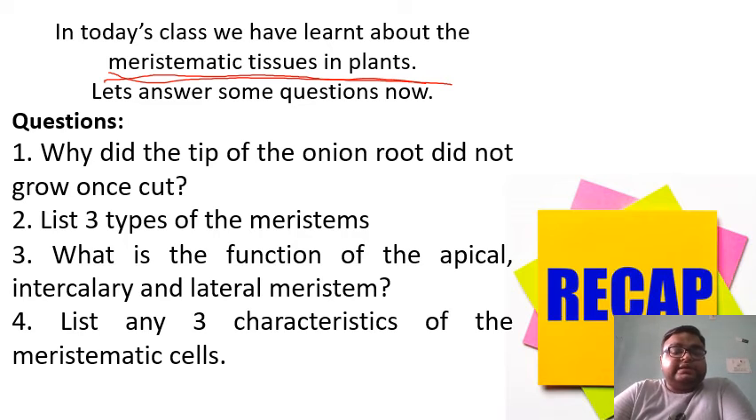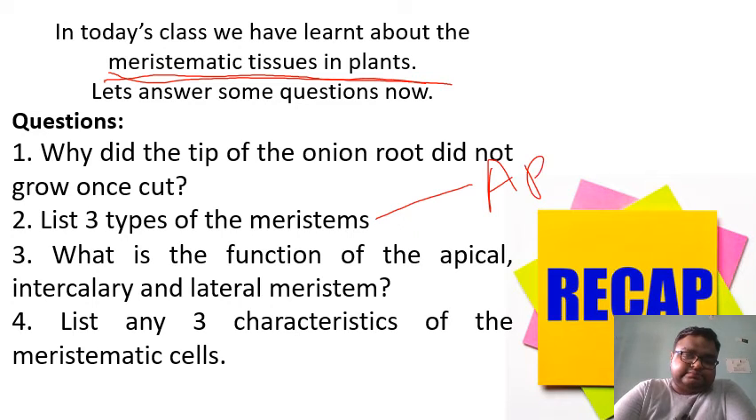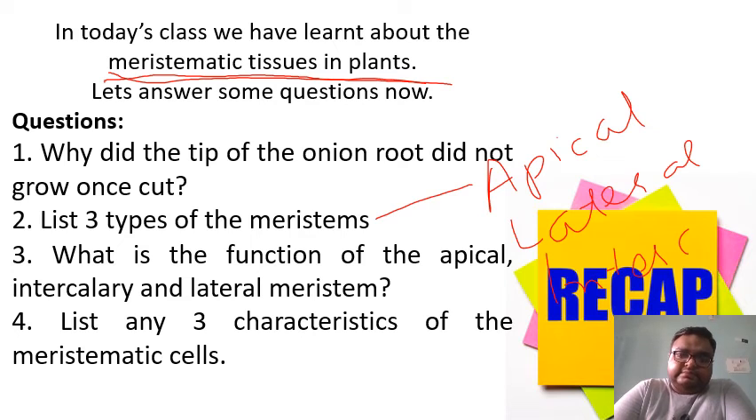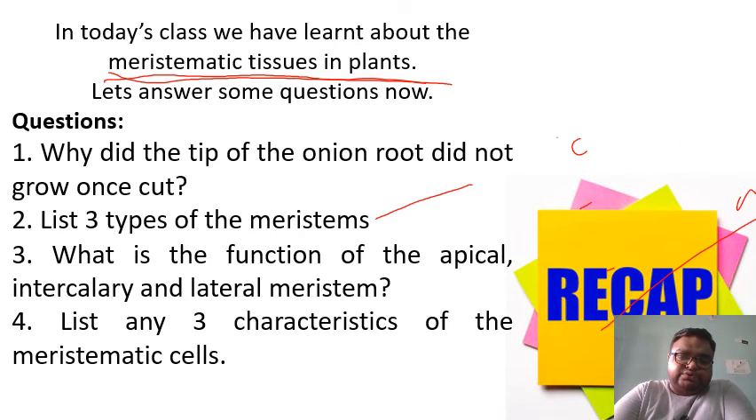So what are the three types of the meristem? Okay. So the three types of meristem are what? These are apical, lateral, and intercalary. Right? So these are the three types of meristem. Very good, students. Now tell me the function of the apical, intercalary, and the lateral meristem.